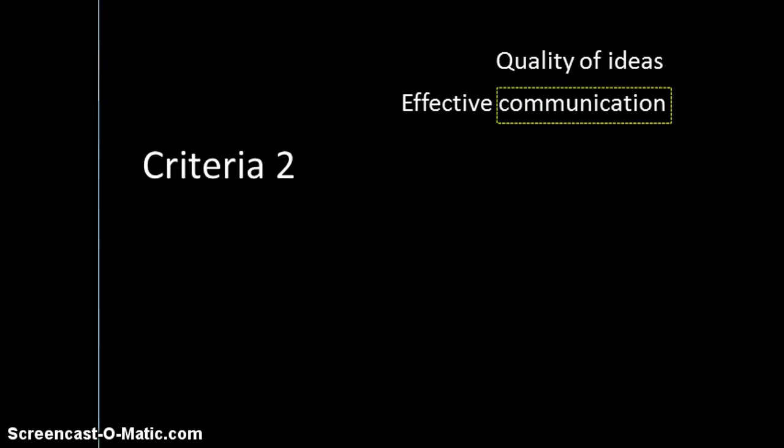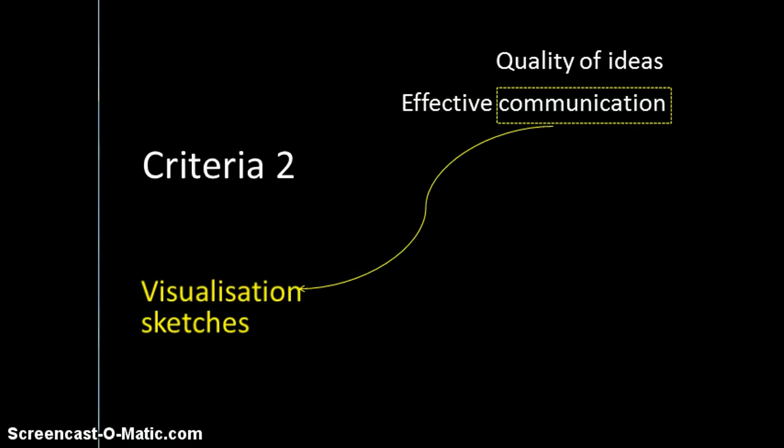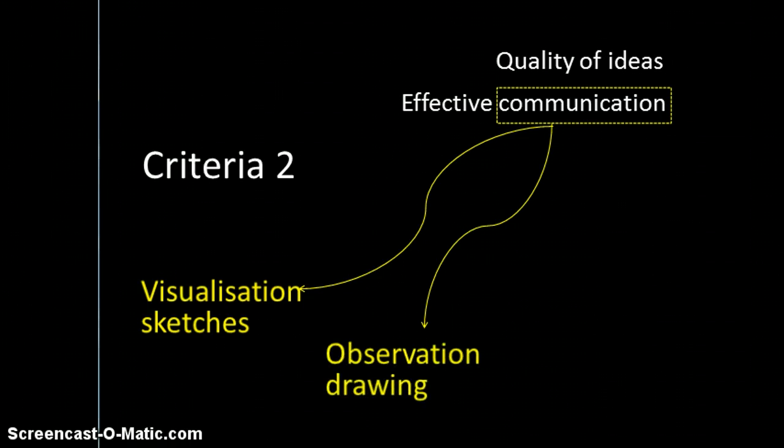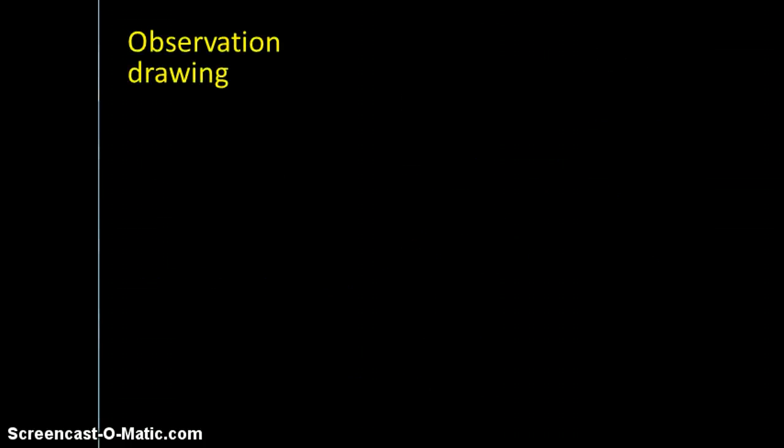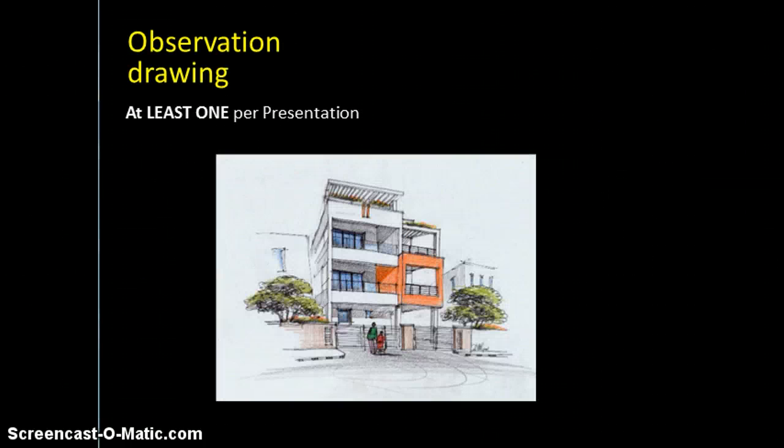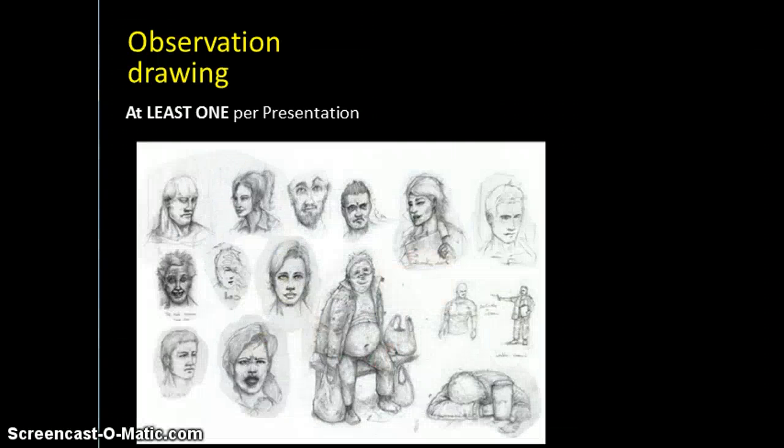There are 3 aspects to communicating your ideas. The first is through your visualisation sketches, the second is through your observational drawing, and the third is through annotations. There is no set number of drawings, as SATs will vary from student to student. One student may need to do 1 or 2 observational drawings of an existing building that they are going to be designing an extension for. Another student may need to do several studies of different facial expressions and body postures for a game character they are designing.